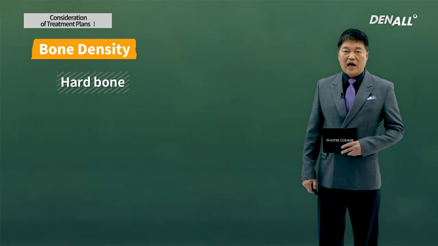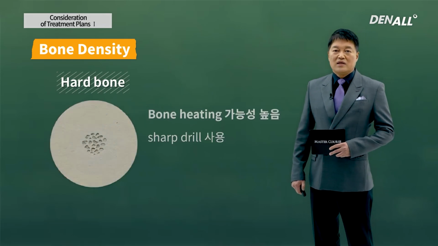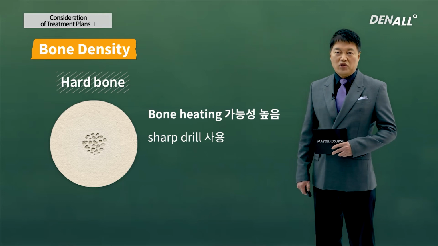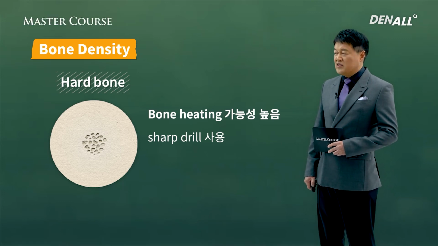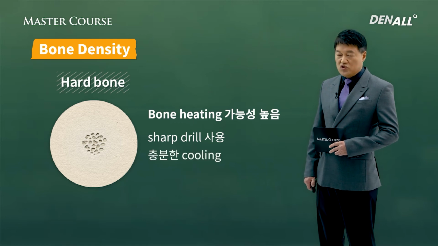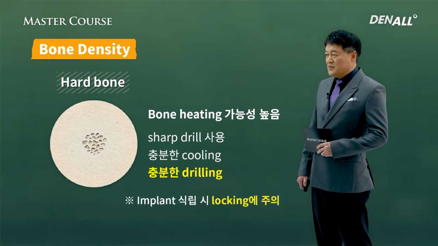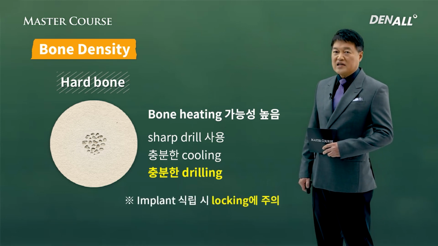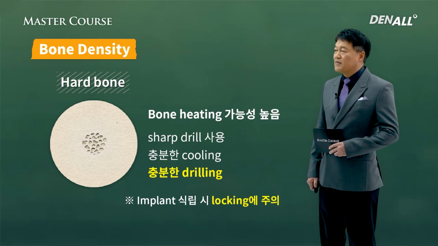As for the bone that we know, there are hard bone, normal bone, and soft bone. First, in the case of hard bone, there's a high possibility of heat generation. You have to use a sharp drill and sufficient cooling needs to be done. Sufficient drilling is required so that when we place the implant, we can prevent locking. You need to pay attention to that.